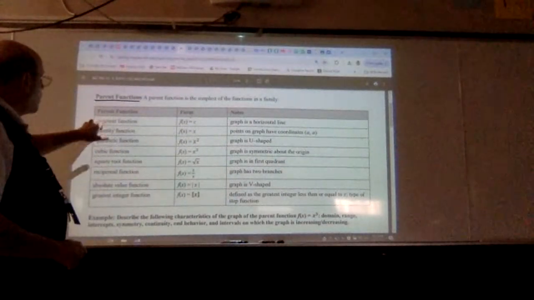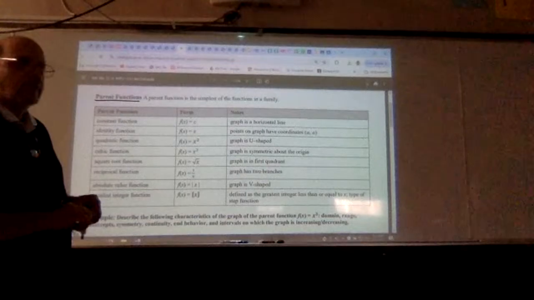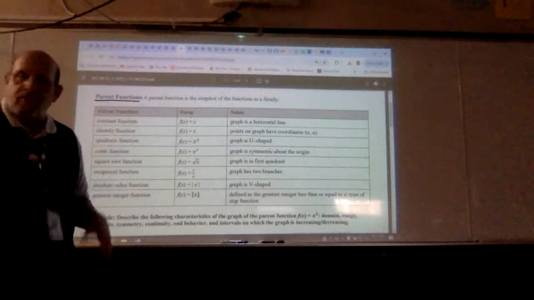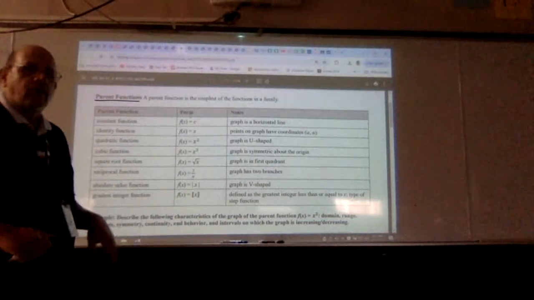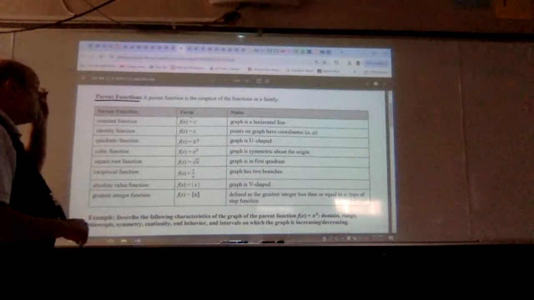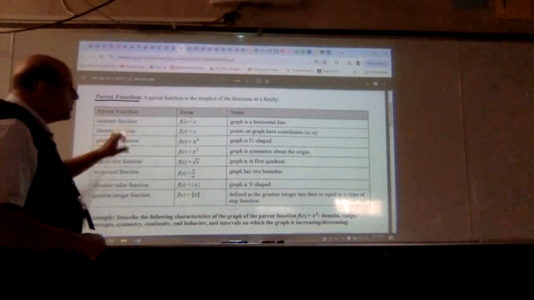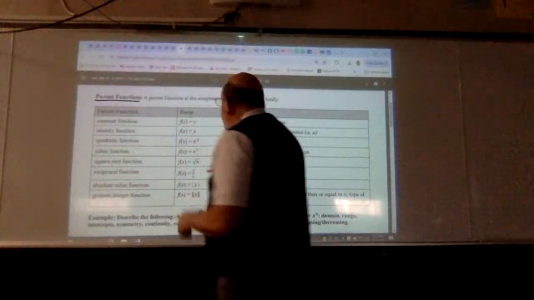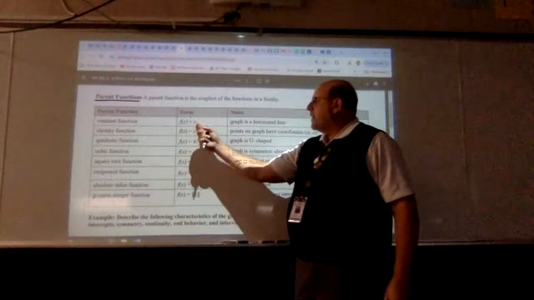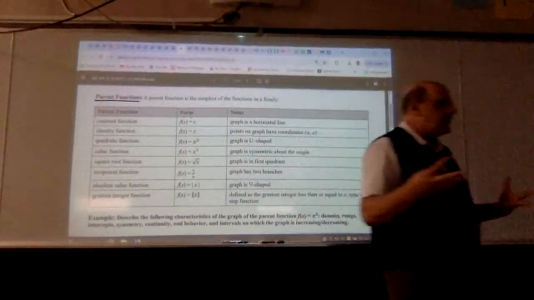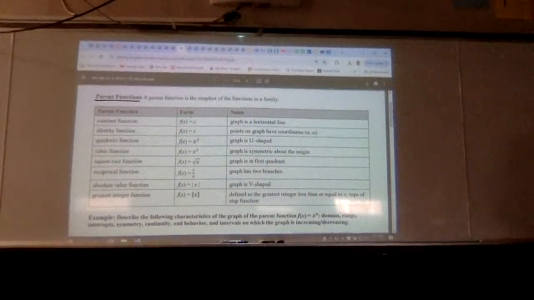So our first function is a constant function. I have this paper for you, but I don't want you to feel like you don't need to take notes because you have the paper in front of you. Constant function. A constant function just means y equals some number, okay? Or f of x equals some number.